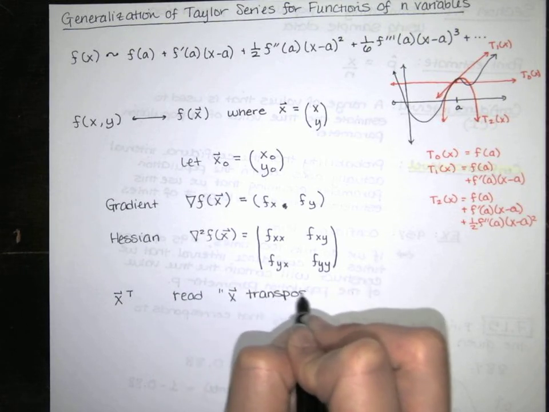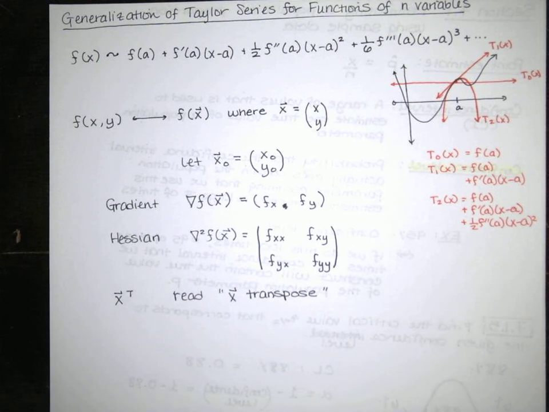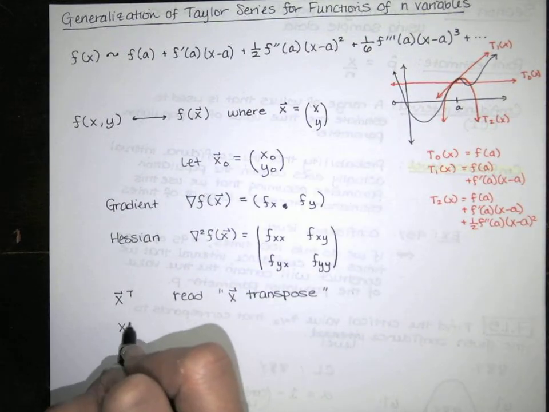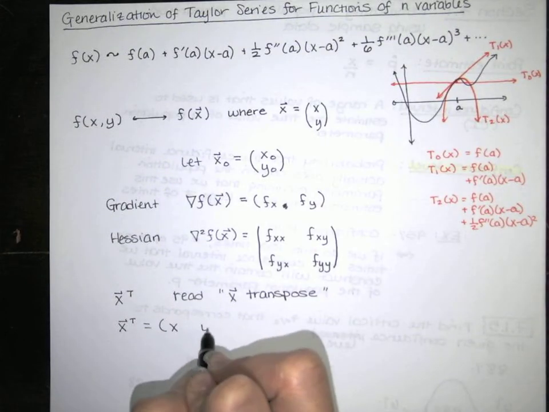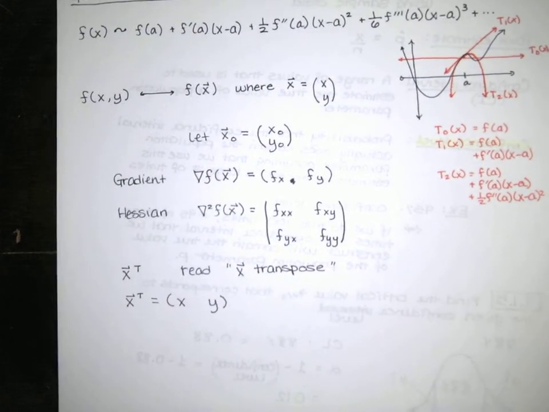And that just means you take all of the columns that were formerly columns and you make them into rows, and all the rows and you make them into columns. So you just sort of switch everything. So x transpose, if that's our vector x, is a row vector now with components x and y.